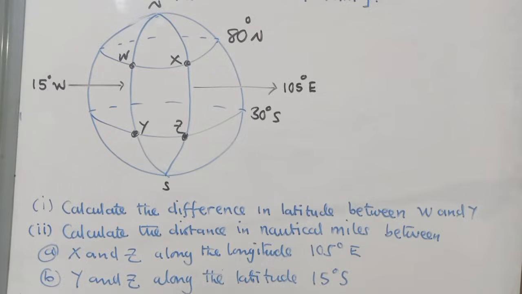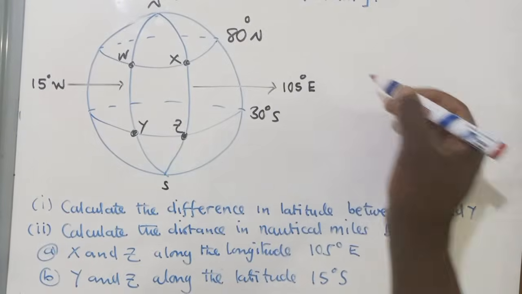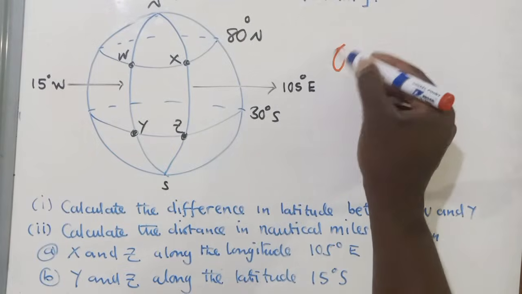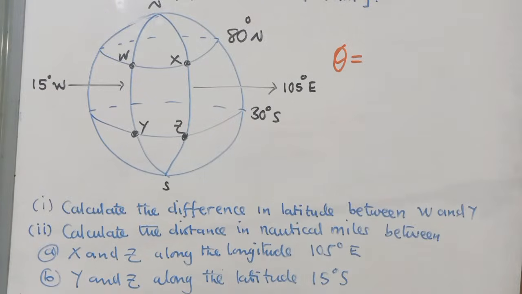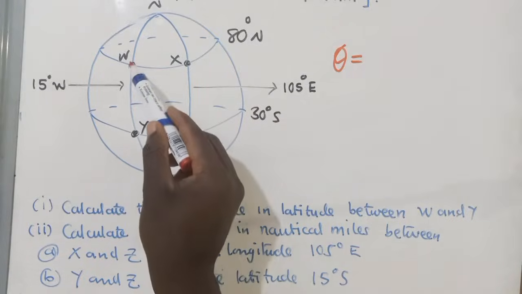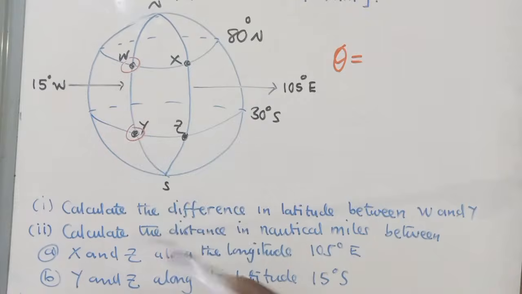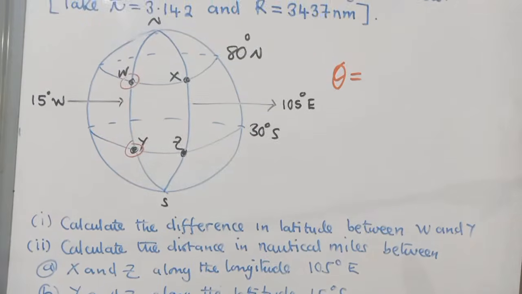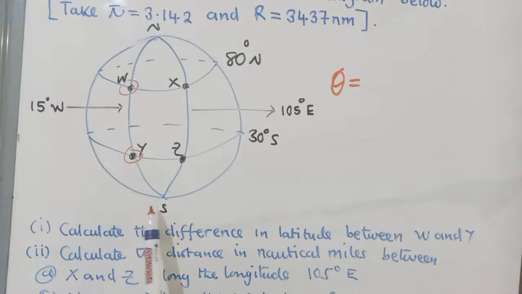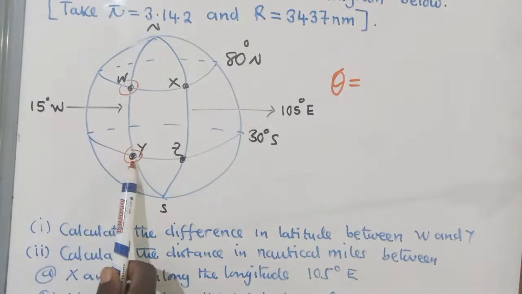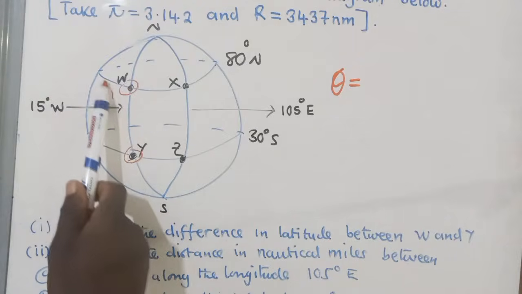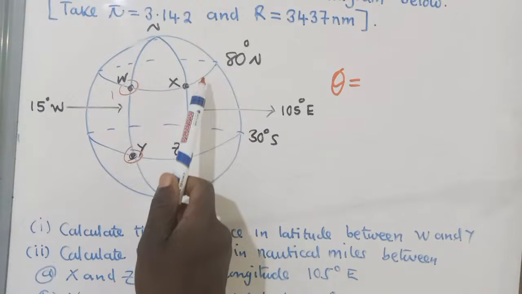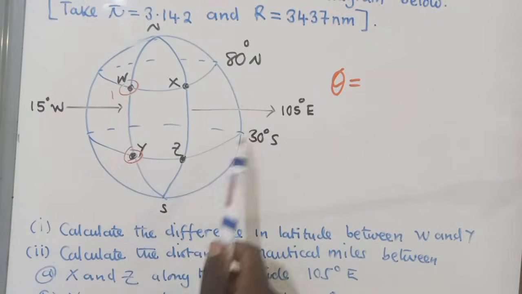So how do you calculate the difference? When you just hear the difference, it is denoted by theta. So you check. We know that W is here and Y is over here. So now you check what latitude is cutting this longitude, because we want to find the difference between this and this. So there are two latitudes. We have this latitude here, which is 80 degrees, and this other one, which is 30 degrees.